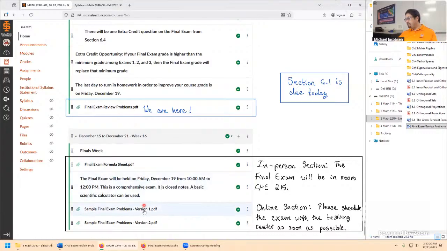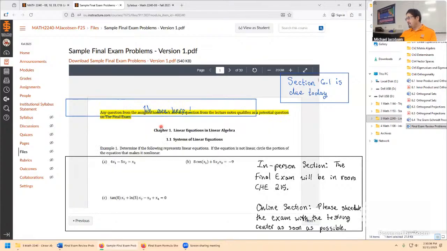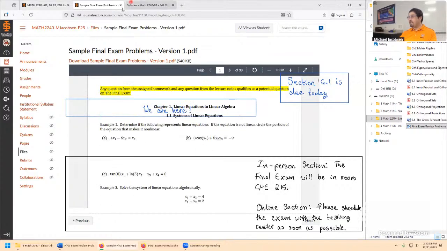Okay, well, I have a couple versions of the sample final exam problems, version 1, version 2. You've seen a lot of these problems before. This is just really the full set of all those problems. Forget exactly how this goes. One of them is the lecture notes. Let's see here if I can tell. Yeah, this one looks like the lecture notes.